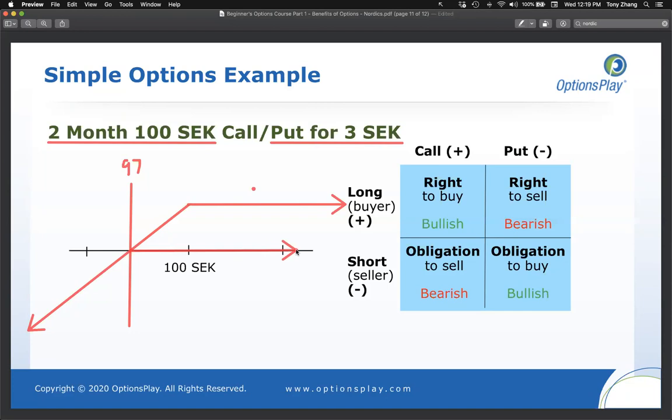So as long as the stock stays above 97, you'll make money. But if it goes below 97, you can lose more and more money. And that's the distinct difference between a buyer and a seller: whenever you're buying an option, you have limited risk. Whenever you're selling an option, you have unlimited risk. You're taking the opposite transaction as the call or put buyer.